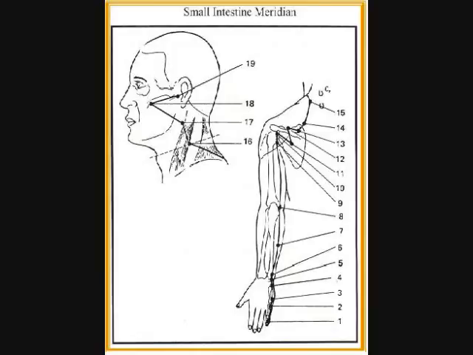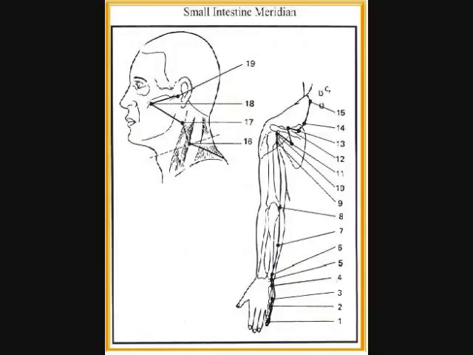SI10, when the arm is adducted, the point is directly above SI9 in the depression inferior to the scapular spine. SI11, at the junction of the upper and middle third of a distance between the lower border of the scapular spine and the inferior angle of the scapula.